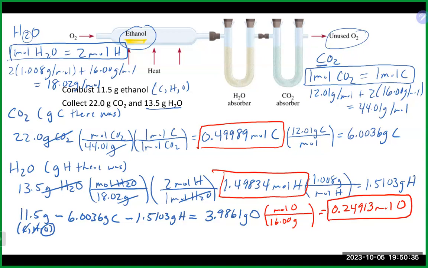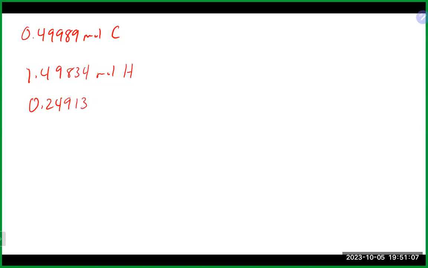All right, so now that I have all the moles, I'm going to flip the page here and recopy them over. So I got 0.49989 moles of carbon. We had 1.49834 moles of hydrogen. And we calculated that we had 0.24913 moles of oxygen. Now that we have it in moles, we next want to divide by the smallest.